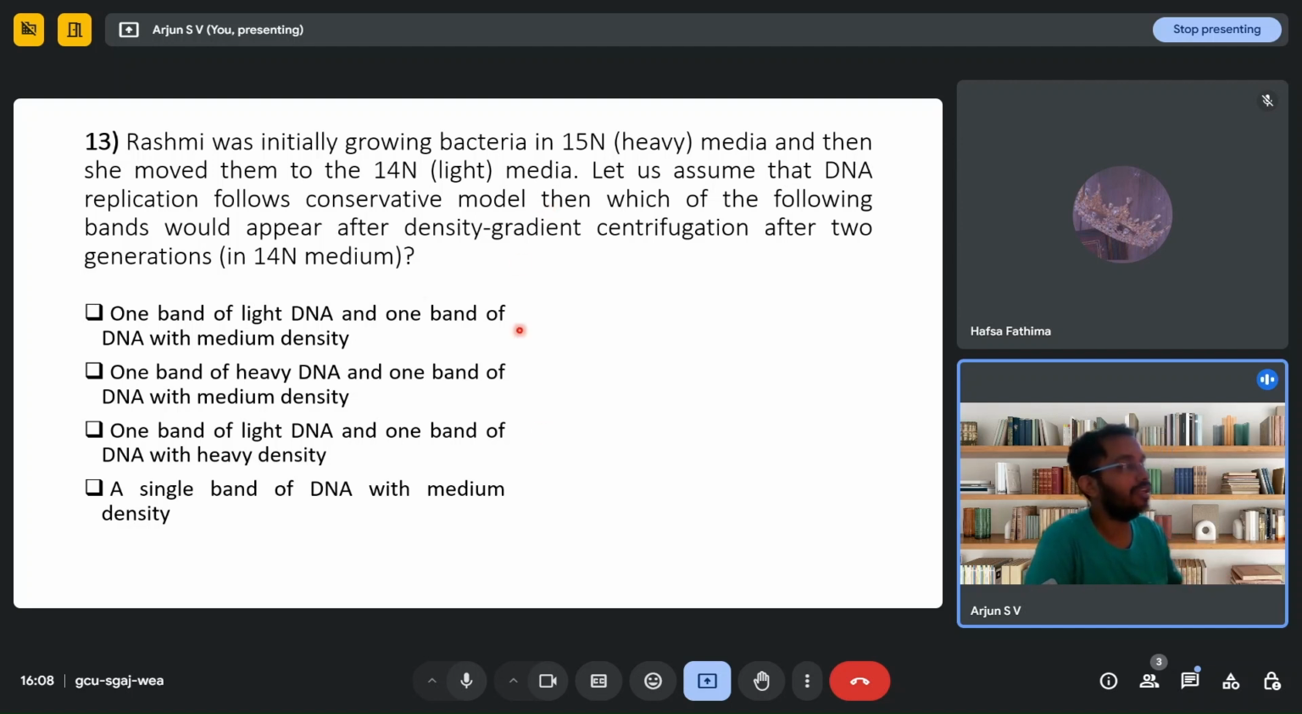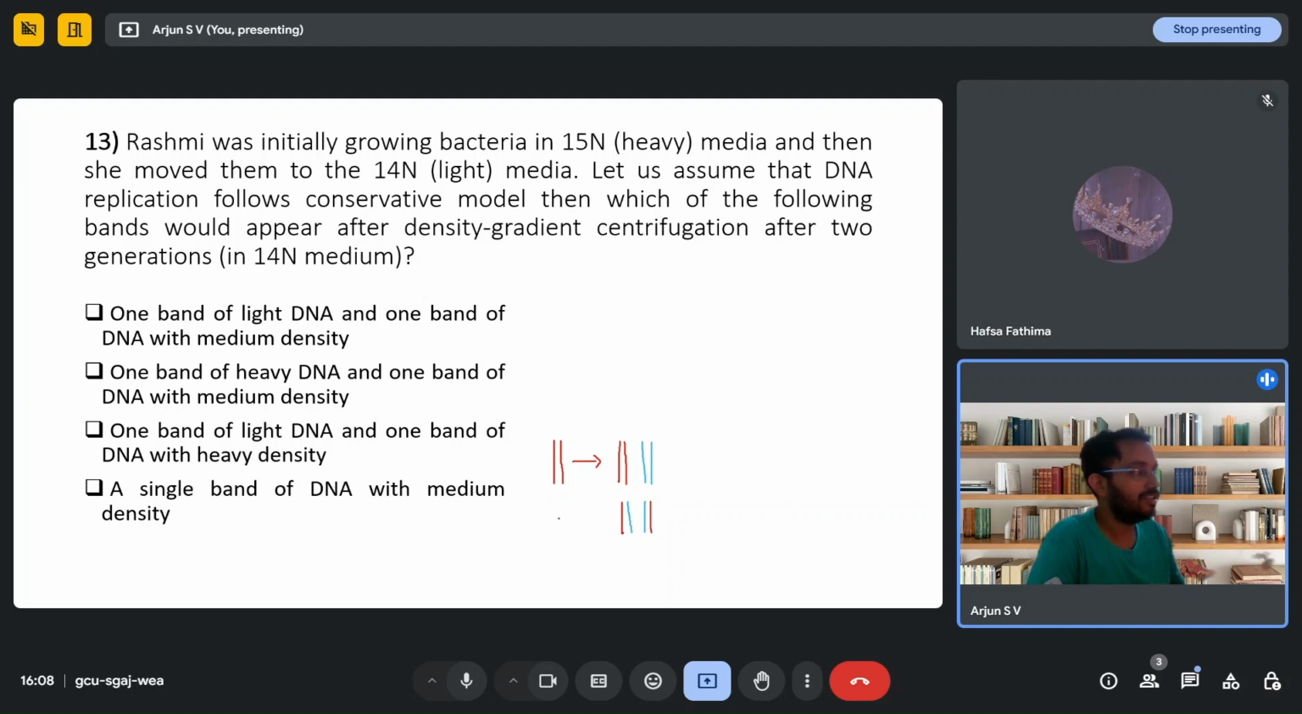So in a conservative model, I can draw the question. It's given a conservative model, so I'll just give the first cycle, for example. If we have two strands of DNA, after the first cycle, the parent strands will remain as such, but your daughter strands will have two extra sets of DNA. But in the semi-conservative model, each of the parent strands will have one daughter strand.